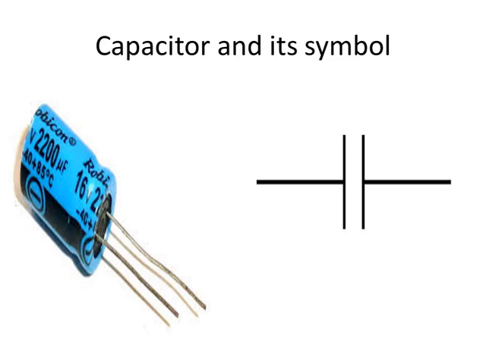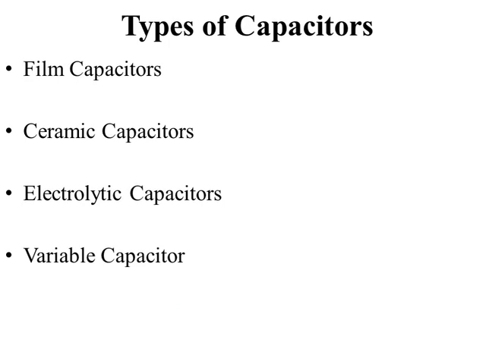So the symbol is the one to your right, while the capacitor itself is the one to your left with the blue diagram. We have different types of capacitors: the film capacitor, ceramic capacitors, electrolytic capacitors, and variable capacitors. Majorly, these capacitors are named according to the material used for their dielectric.